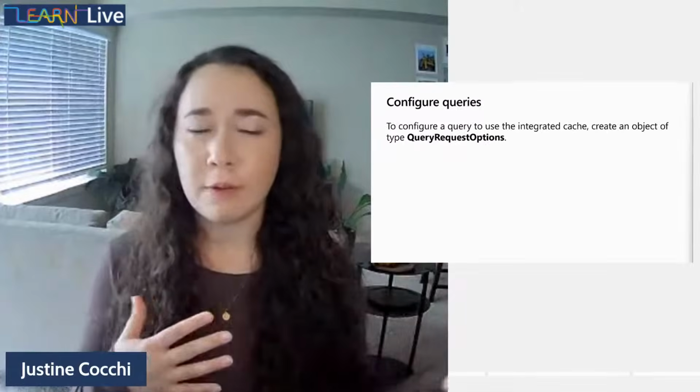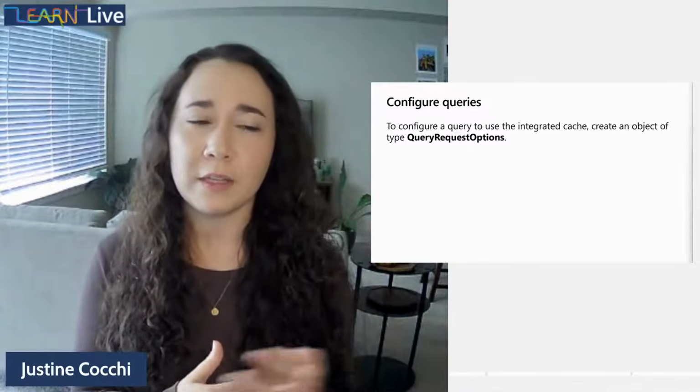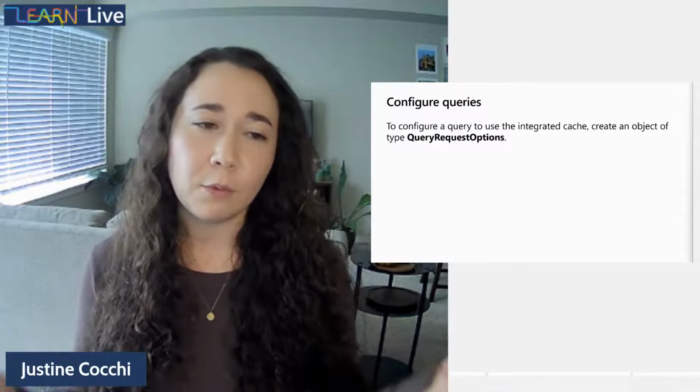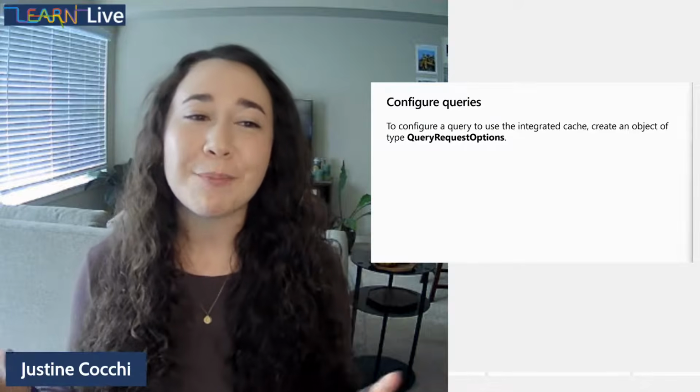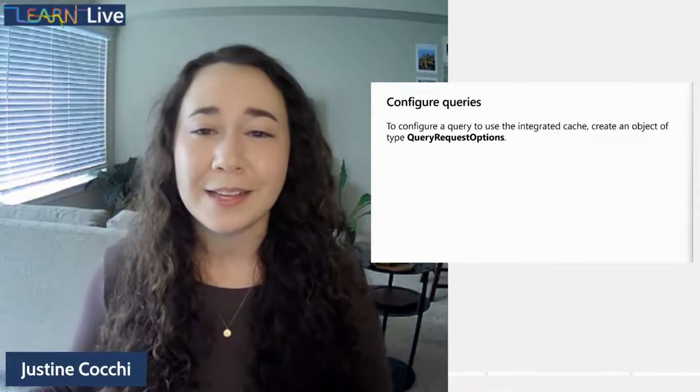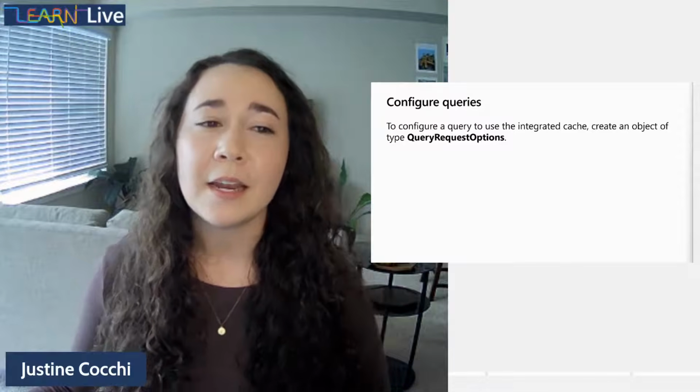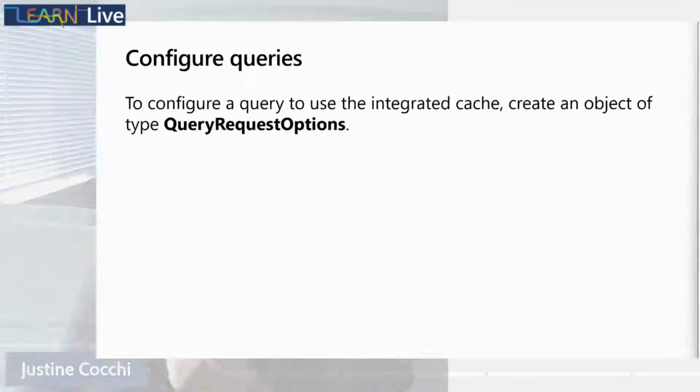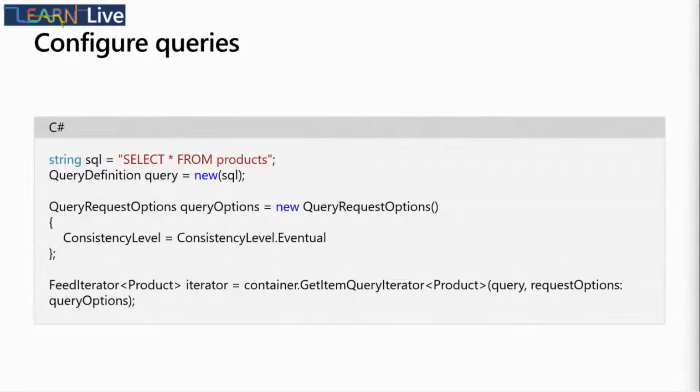So we talked about the item cache and how a point read looks. What happens for the query? It might not be a surprise. This is very similar for queries as it was for point reads. Instead of the item request options, we have a query request options. This is what the code snippet looks like.